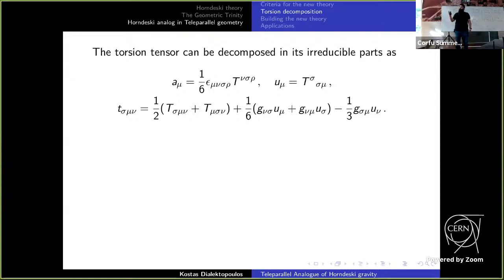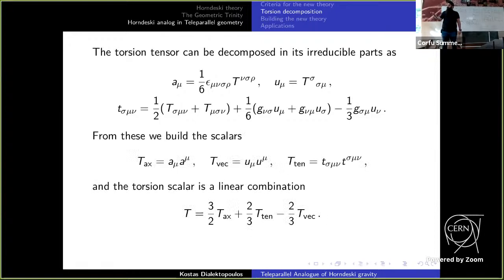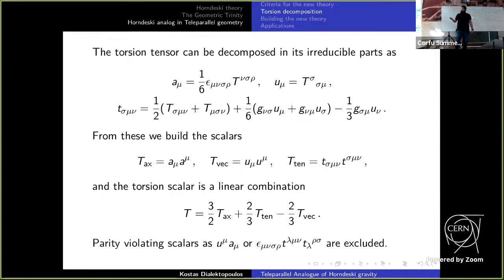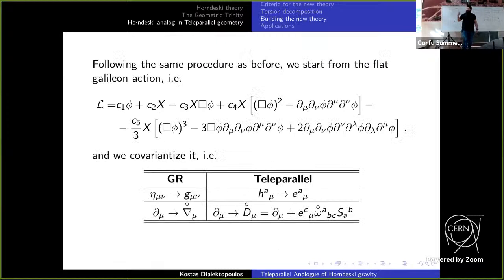We decompose the torsion tensor into its irreducible parts. This is the axial part, the vectorial part, and the tensorial part. And we contract the respective scalars. But we do not include in the theory parity violating scalars, as it is, for example, this contraction or this scalar, which contains the Levi-Civita tensor.